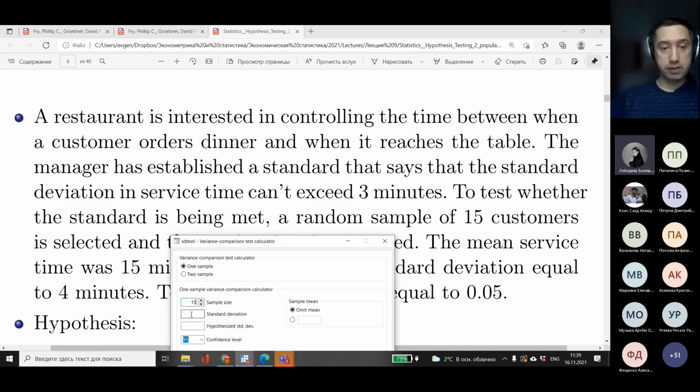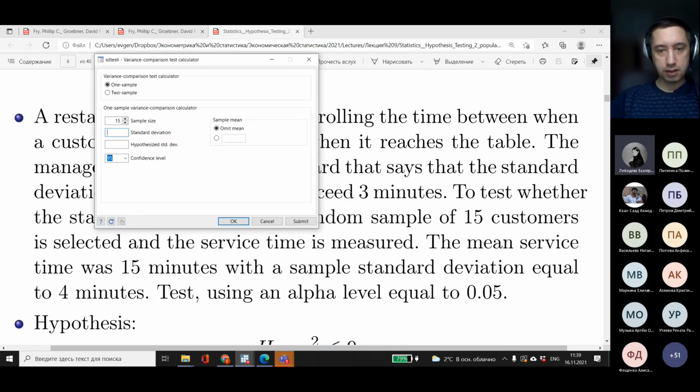And here, by the way, it's even easier than by pencil calculation. Here we have to enter sample standard deviation. Sample standard deviation equals 4. Okay, here I have to enter 4. Next, hypothesized standard deviation is 3, and confidence level alpha, our alpha is 0.05. Well, submit.